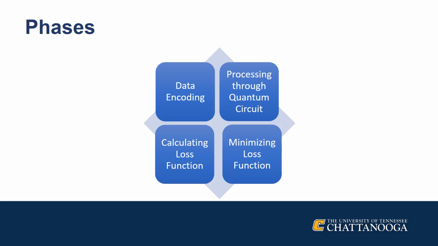The phases in general for quantum machine learning start with data encoding, which is an important step. That's why we're going to talk about it in the coming slides. And then we have the processing through the quantum circuit, which includes this kind of regression and all this kind of classification. All that is done through the quantum circuit. And then we have the normal steps of calculating and minimizing the loss function. We'll see all these phases through the coming example.